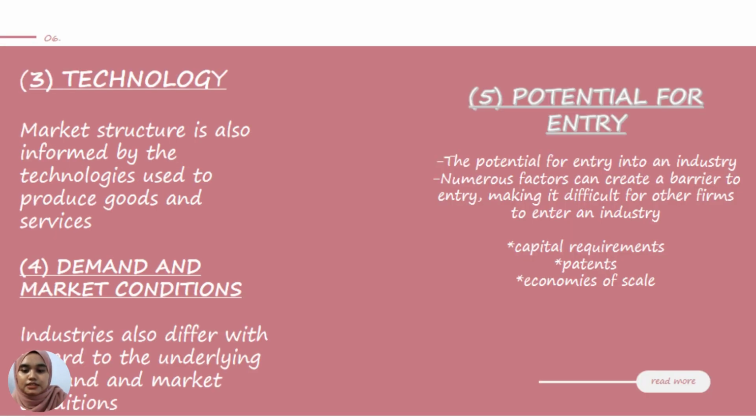Next, the technology. Market structure is also informed by the technologies used to produce goods and services. Some industries are very labor intensive, requiring much more labor to produce goods and services. So as far as the long run model, it helps to find the optimal input mix that will minimize the cost of producing a targeted level of output.